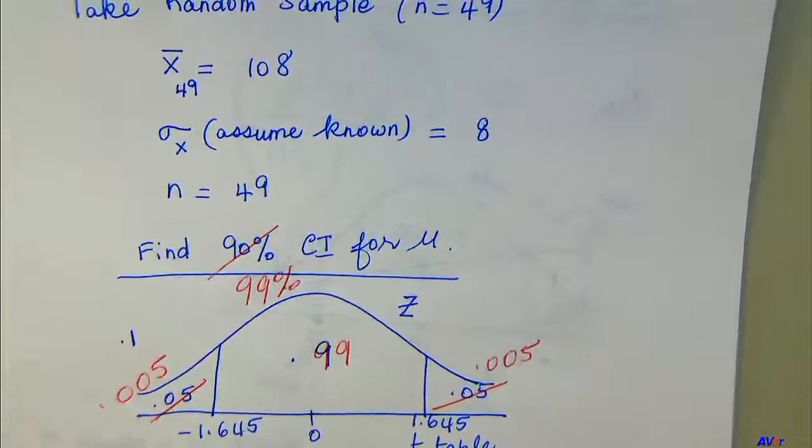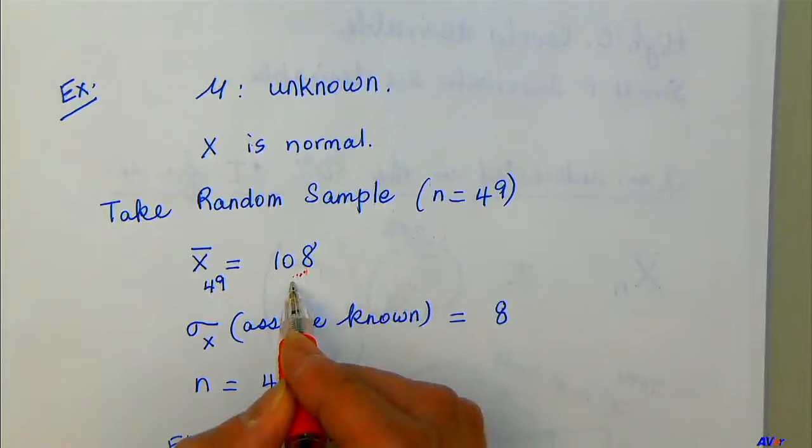Was the x bar given? X bar is given, 108, right here. It was given in the problem, right? Yeah, it's given in the problem.